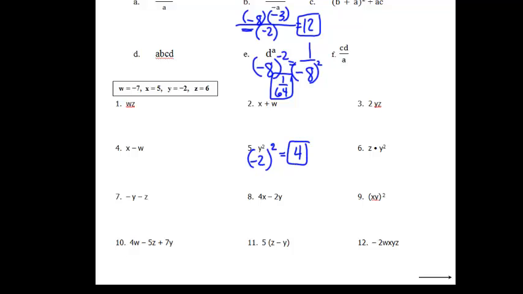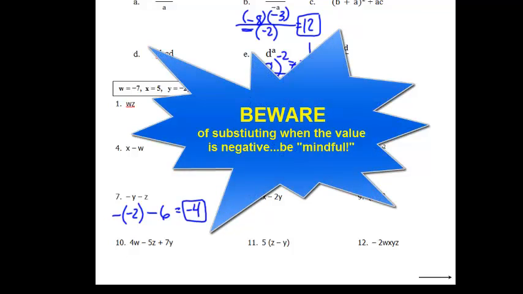Again, taking a look at another negative that might be an issue, if I take number 7, that's the opposite of y minus z. Well, the opposite of y is negative 2, minus z, minus 6. So that's positive 2 minus 6, which is negative 4. Lots of integer practice here.